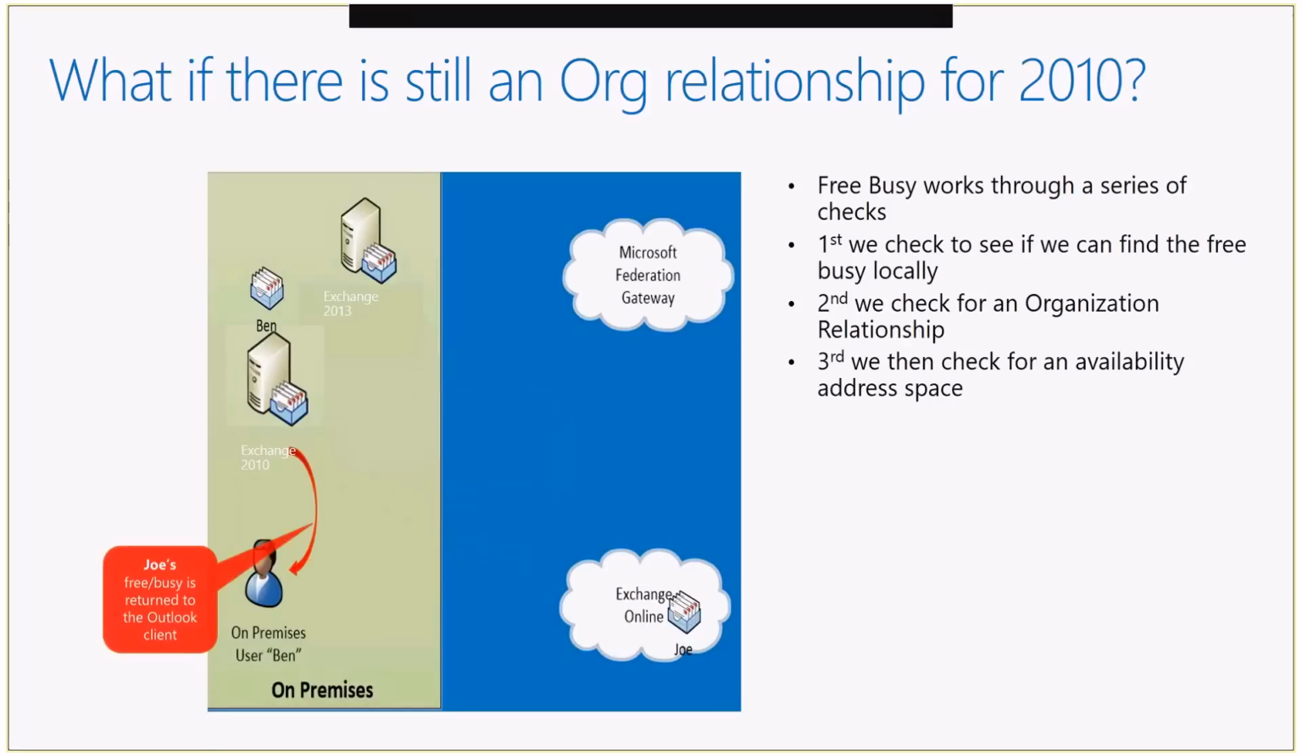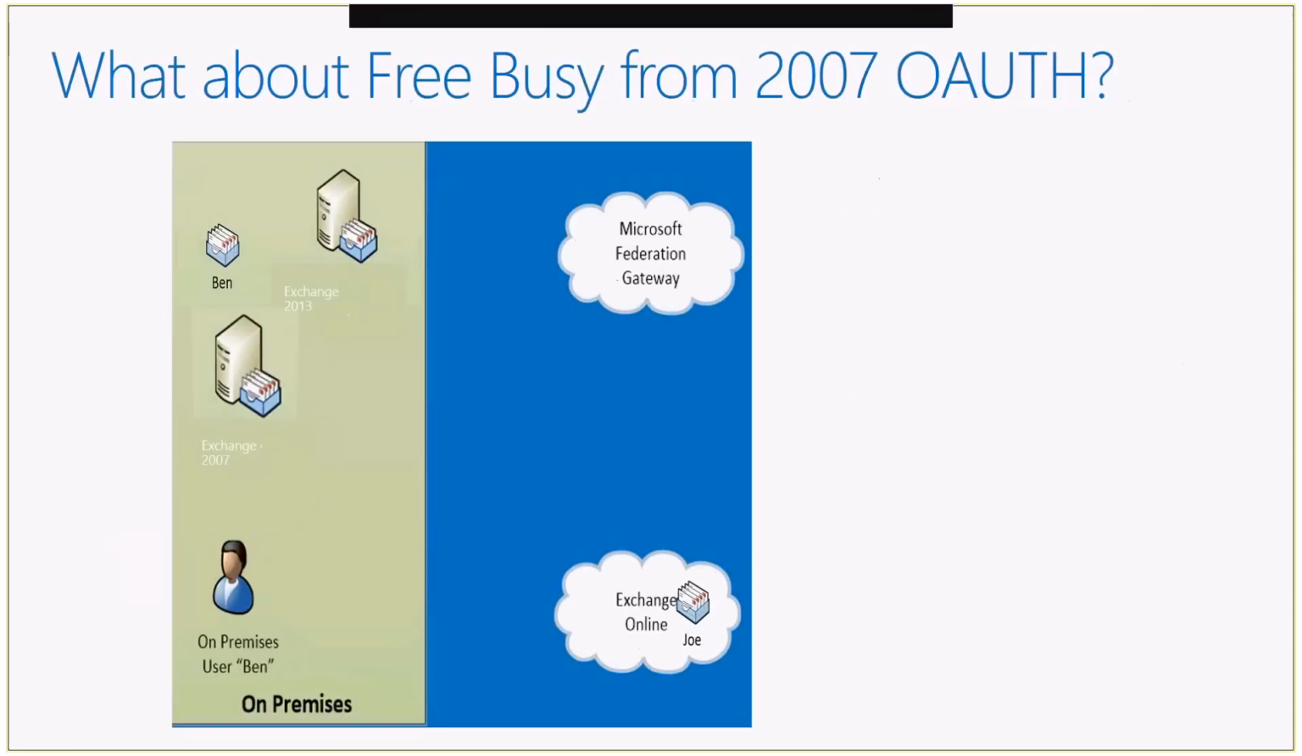So if that wasn't confusing enough, let's throw 2007 into the mix. Okay, 2007, same configuration, but let's say you even had 2010 in the environment. Your 2007 user is going to say, I need FreeBusy. It's going to hit the 2007 mailbox, the 2007 server. Once it does that, the 2007 server has no idea what an OAuth is, so it's not going to look for the intra-org connector. 2007 has no idea what org relationships are.